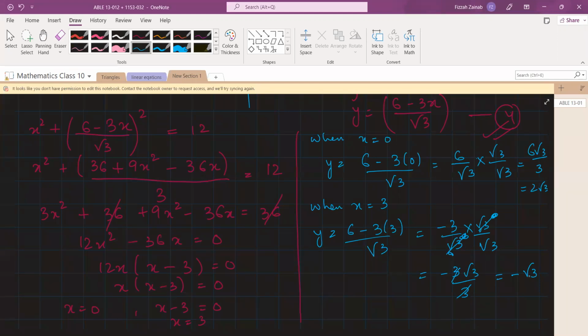So it should be correct both ways. You can just check the calculations again. So you will conclude that the coordinates of the third vertex is either, when x is 0, 2 root 3, or when x is 3, minus under root 3. So they both can be the coordinates.